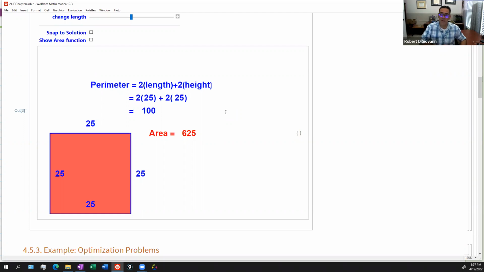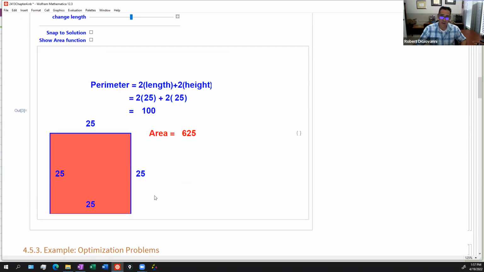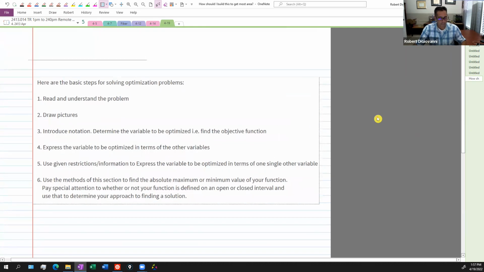How do we do it with calculus? So you understand the problem? We're going to solve this with calculus. And then we're going to do a harder problem because this is like a baby problem. All right, so let me bring up the steps.